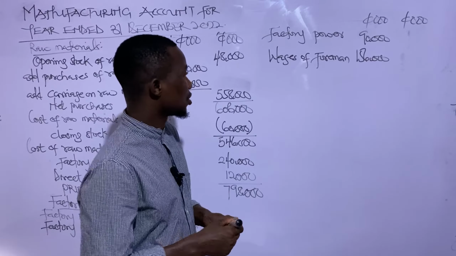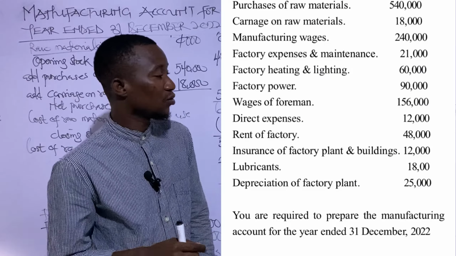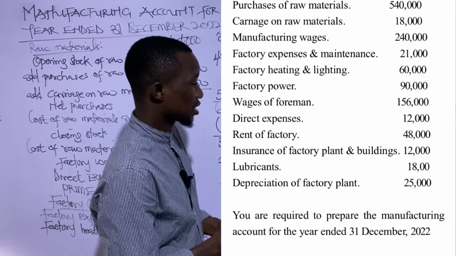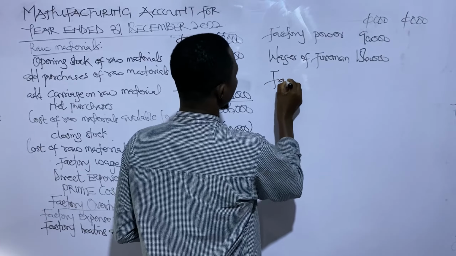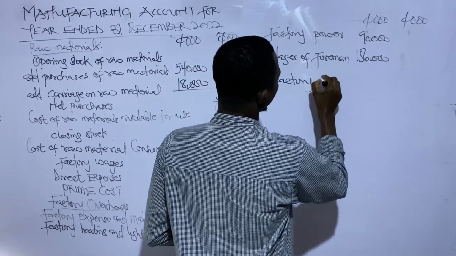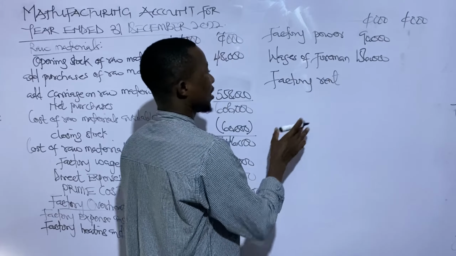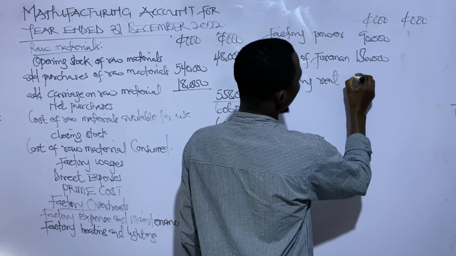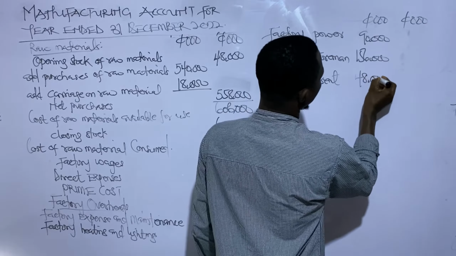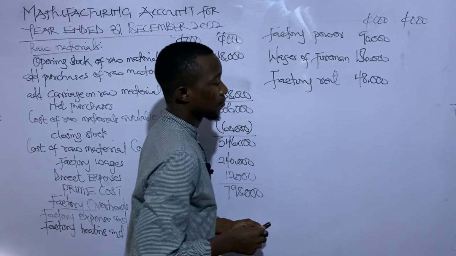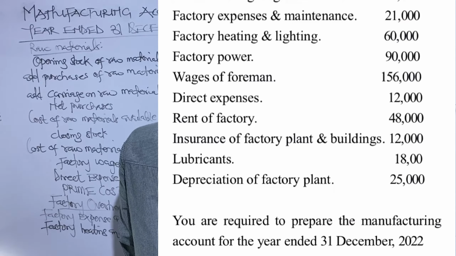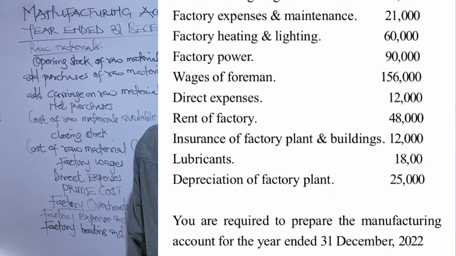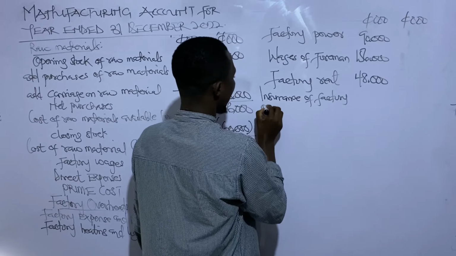Is that okay? Good. After that, looking through the question, we could see another indirect expense, that is the factory rent, and the factory rent has to do with an amount of 48,000. Good, 48,000. The next we can talk about from the question is insurance of factory, plant and building.